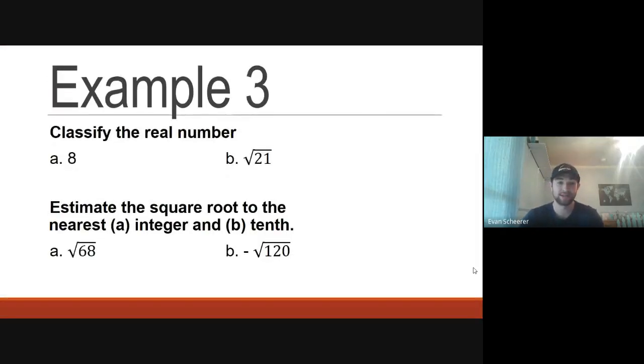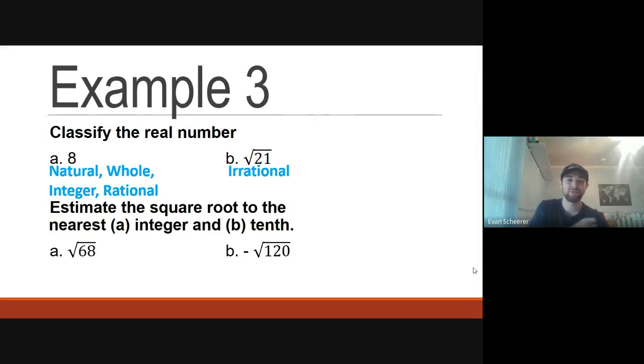Classify these real numbers now. 8. So is 8 a counting number? Yep. Is it a whole number? Yep, it's a whole number. Is it an integer? Yep. Which means it's going to be rational, right? So it's a natural number, a whole number, an integer, and a rational. The square root of 21 doesn't go in evenly, so it's irrational.